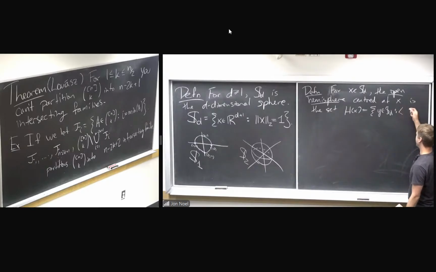Technically, maybe a way I can define this, it's not clear why this is right, but it's all the things where if you took the dot product with X, it would be positive. Because the equator would have dot product 0 because it's orthogonal to the North Pole. Things in the southern hemisphere would have negative dot product. This would have positive dot product.